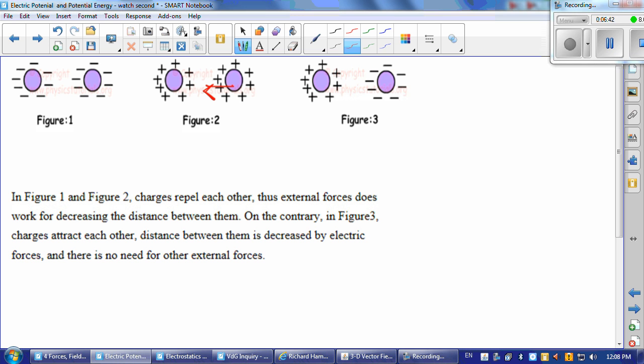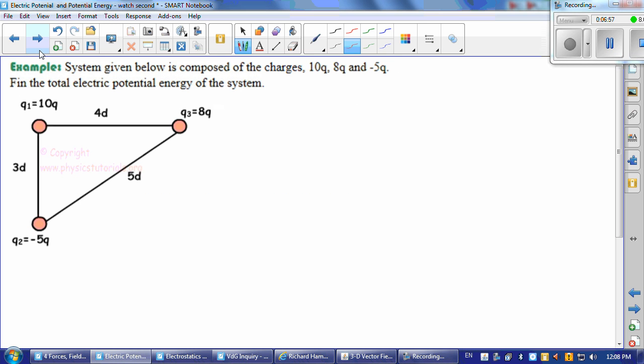But if you look at Figure 3, the charges attract each other. The distance between them is decreased by force. And therefore, I don't have to push at all. This thing will move all by itself. And that's what I mean by directly and indirectly proportional.